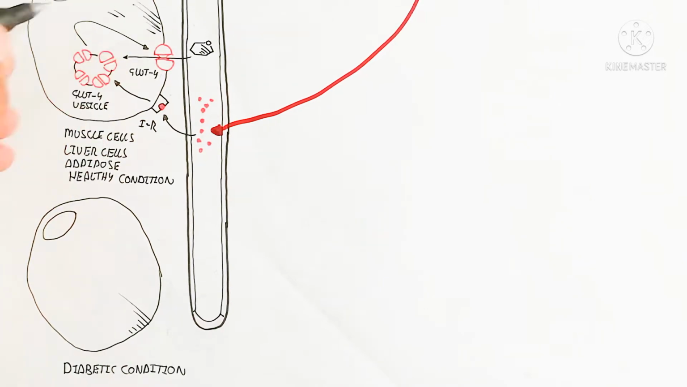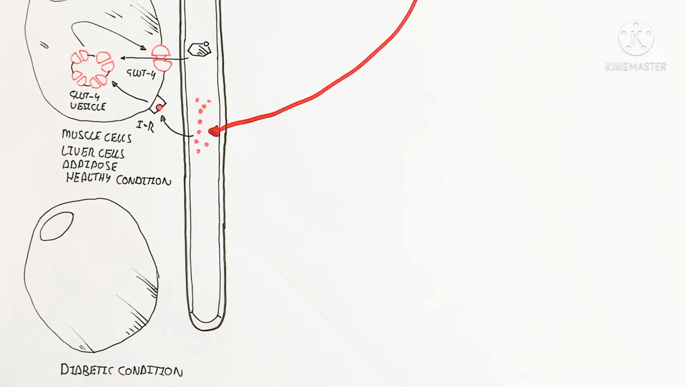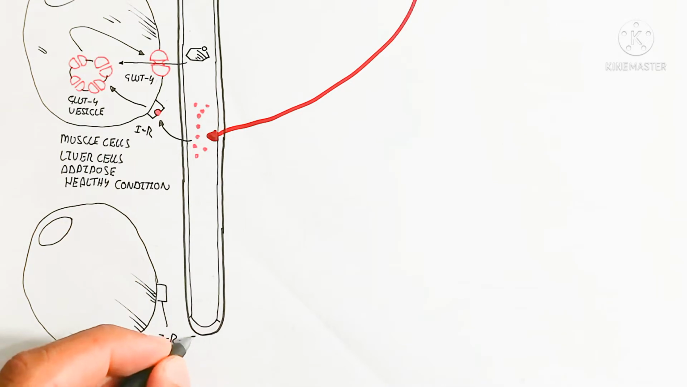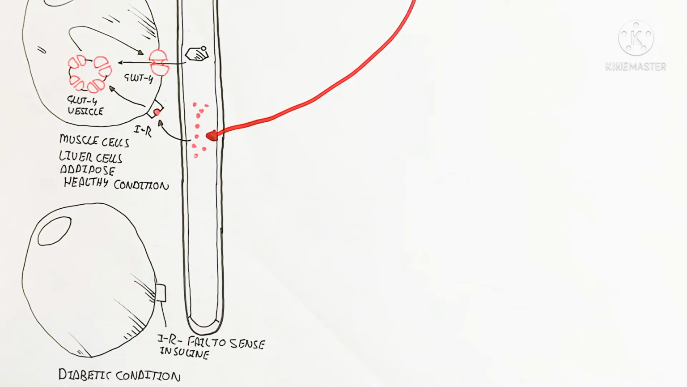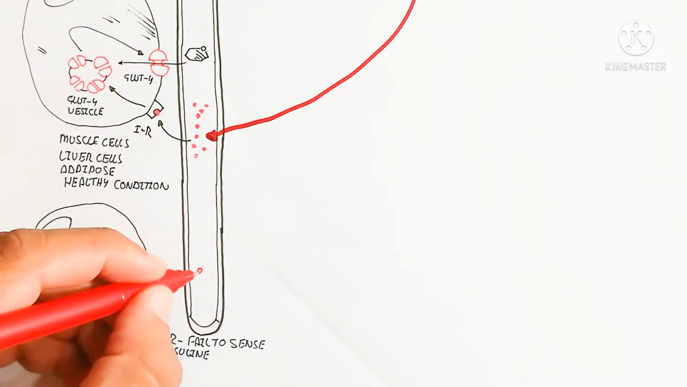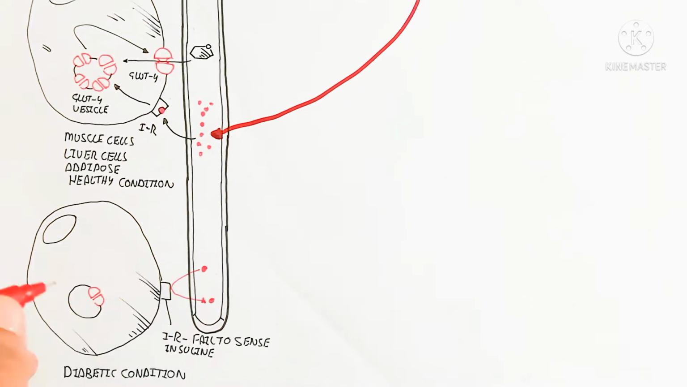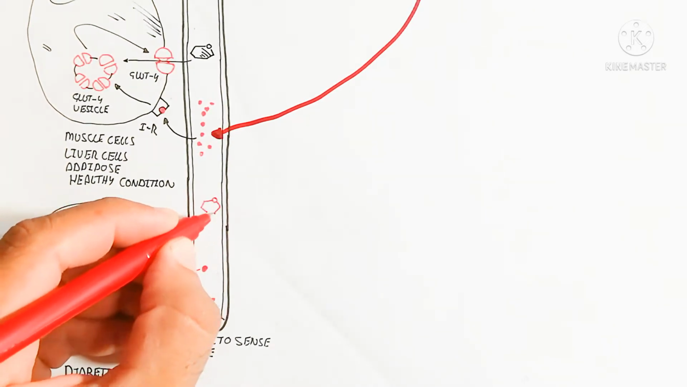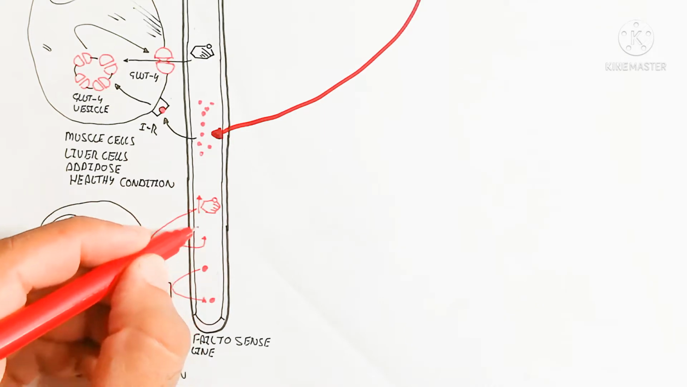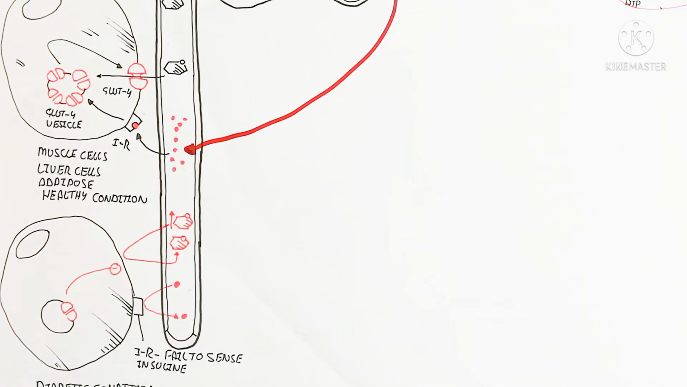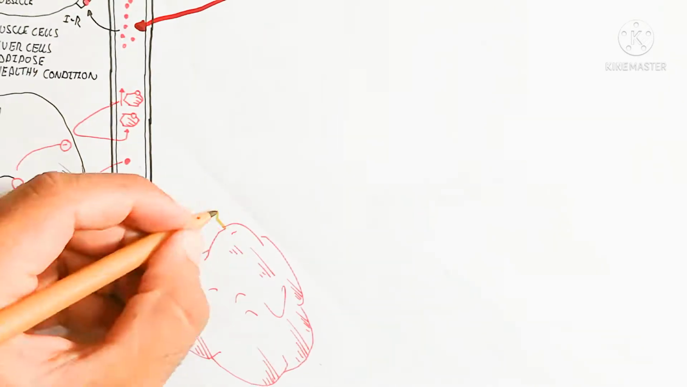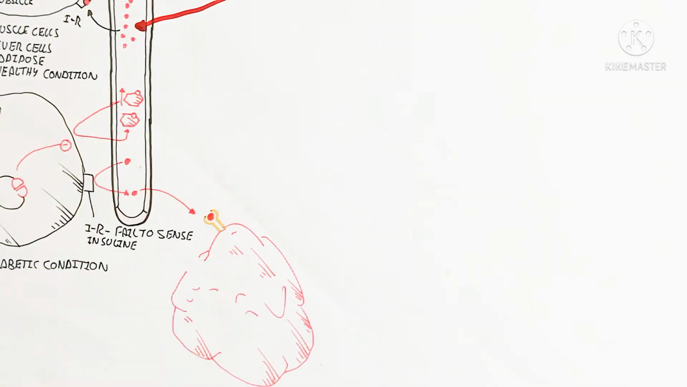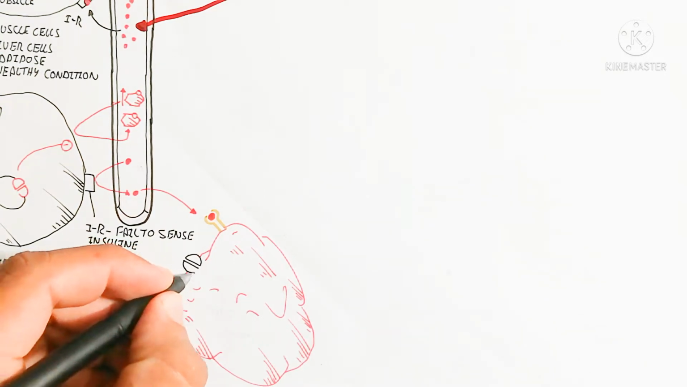So this is the healthy state, while if we discuss the diabetic cell or diabetic condition, the insulin receptor fails to sense insulin. In this way the sugar level will be high in the blood, and the glucose will not move inside due to the GLUT4 transporter. The vesicle will not bind with the membrane, and in this way the glucose stays in the blood circulatory system, which is known as hyperglycemia.